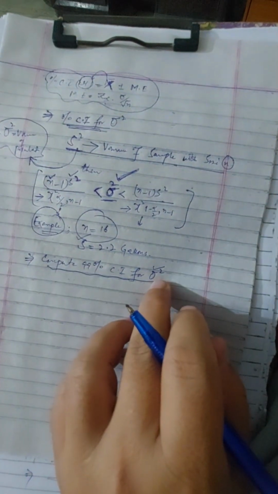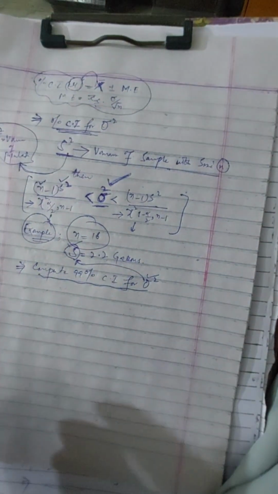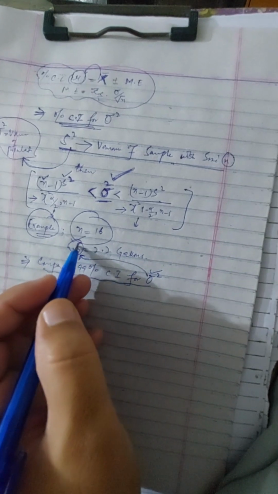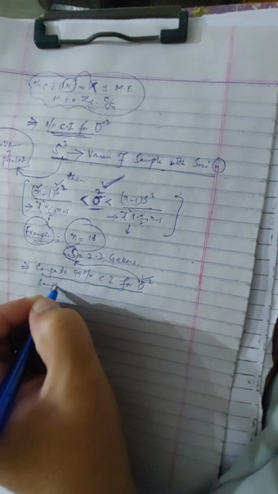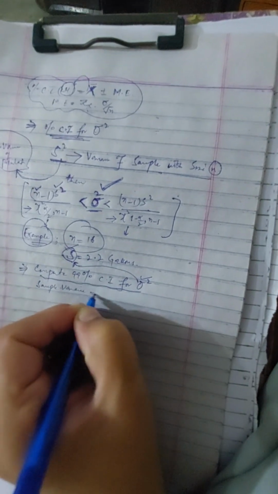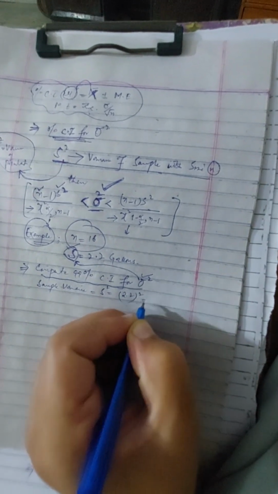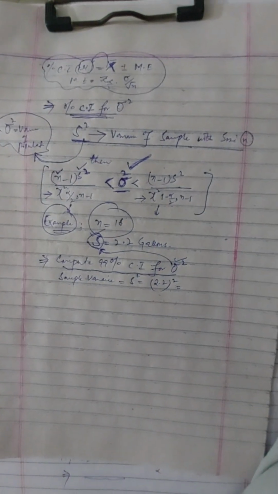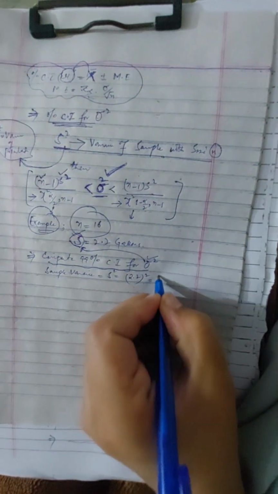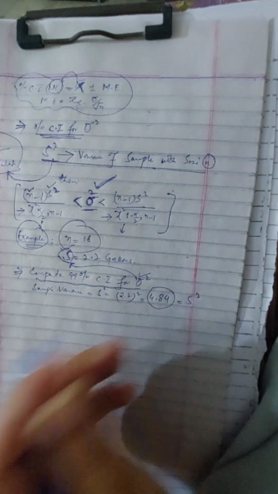So how can we do it? We can do it from the sample variance. But we have the sample standard deviation given. If we square the sample standard deviation, we find the sample variance. So the sample variance S square is equal to 2.2 whole square, which gives us a value of 4.84. This is the S square value.